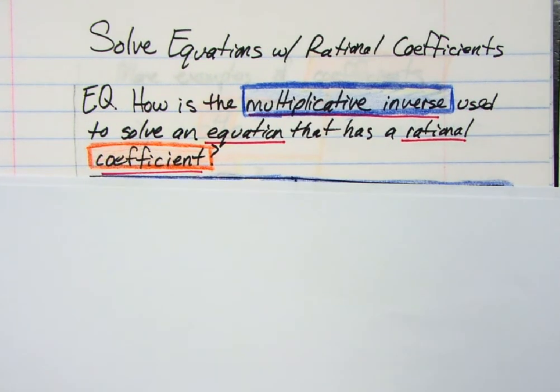Solving equations with rational coefficients. The essential question is, how is the multiplicative inverse used to solve an equation that has a rational coefficient? And notice I color-coded our two key terms here today.